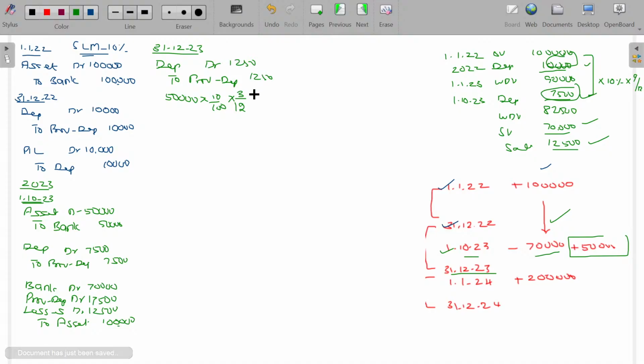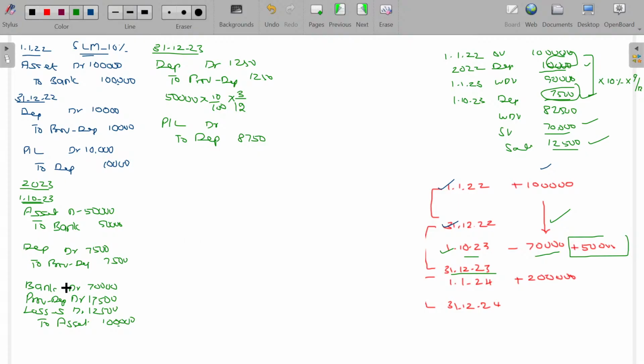Once we come to the year end, all the nominal accounts should be transferred to the P&L account debit side. Further, the journal entry being P&L account debit, the value being this much. So we have 2 depreciation here, 7,500 and 1,250. Overall depreciation being 8,750. P&L account debit to depreciation. Clear?